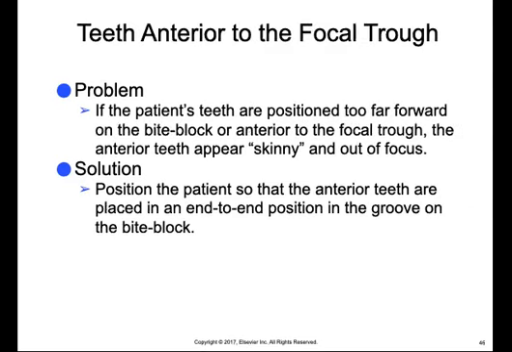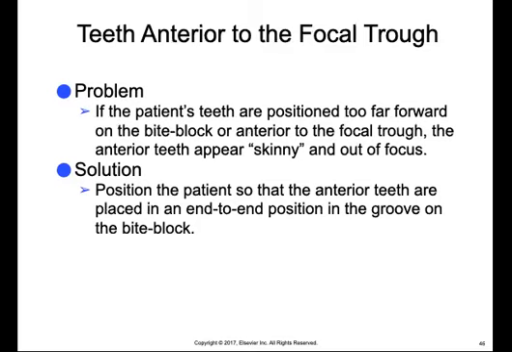Teeth anterior to the focal trough is a problem that happens if the patient's teeth are positioned too far forward on the bite block, or anterior to the focal trough. Then the teeth will look like they're skinny and out of focus. The solution is to position the patient so that their anterior teeth are placed in an end-to-end position in that groove on the bite block.